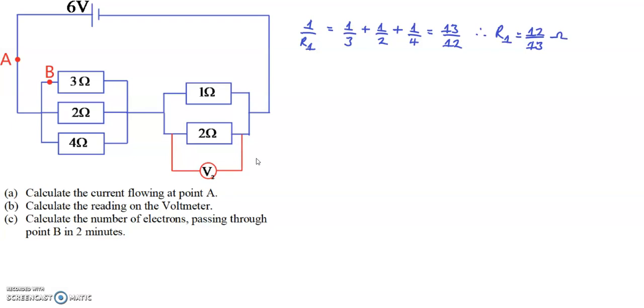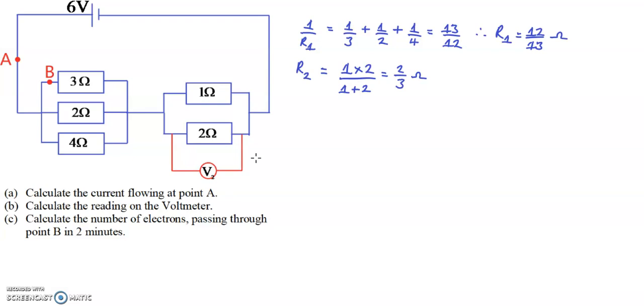And similarly, for the two resistors in parallel, we need to find the equivalent single resistance. Now, because there are only two resistors in parallel, we can use the product over sum equation. So R2, the equivalent resistance, would be equal to the product, 1 times 2, over the sum of the resistors, 1 plus 2. And that gives 2/3 ohms.